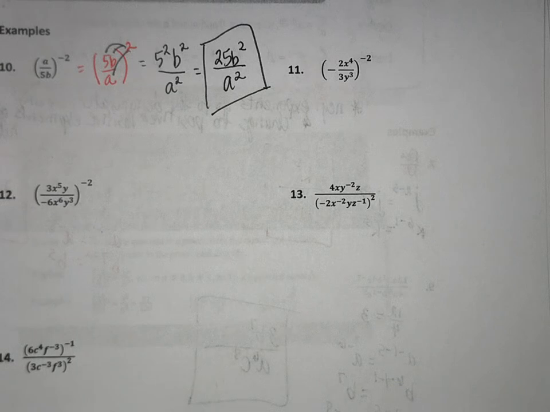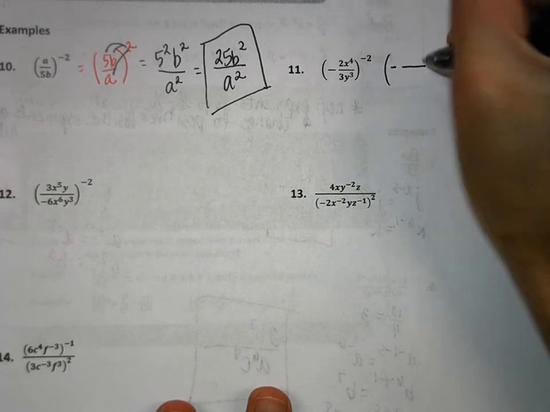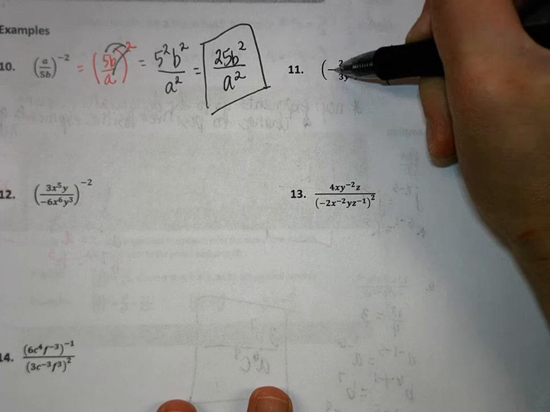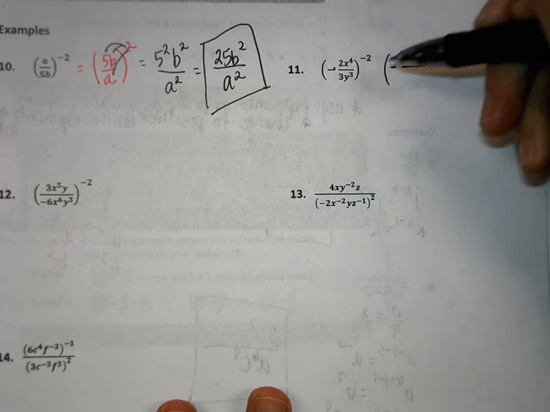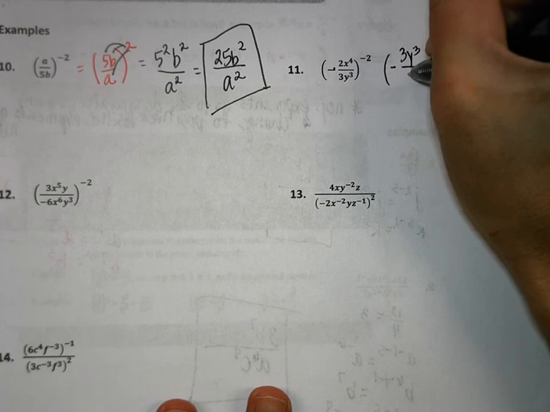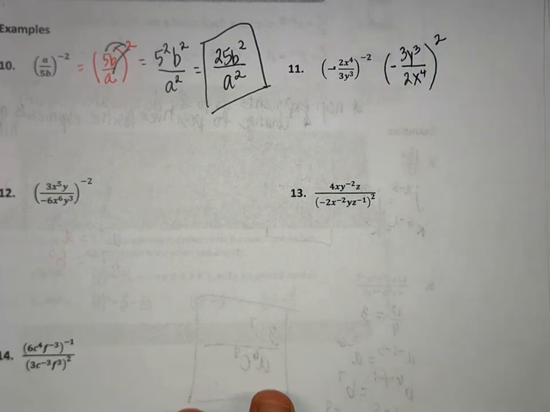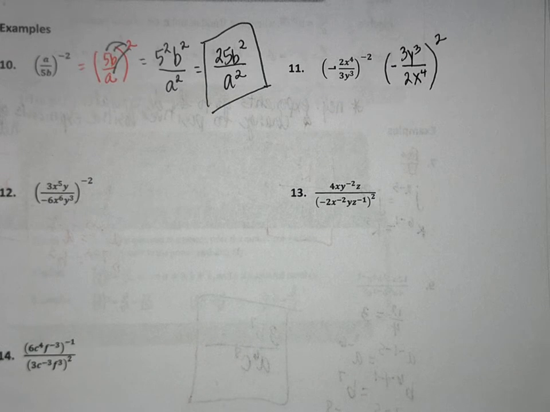Okay, what would be my first step? Flip it. Very good. So everything in here and the negative, it doesn't really matter. This negative can just stay out in front how it is. So we flip the fraction, and you should have 3y to the third over 2x to the fourth. And then that changes it to a positive power of 2. Is everybody okay with that?